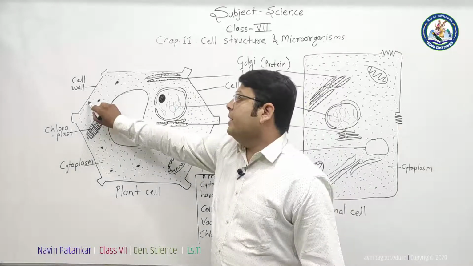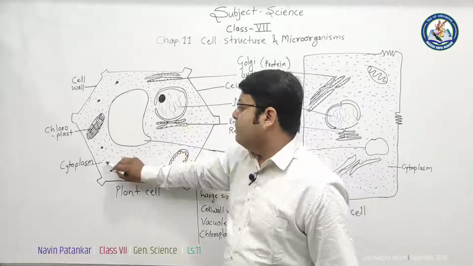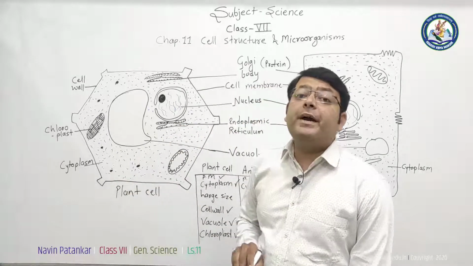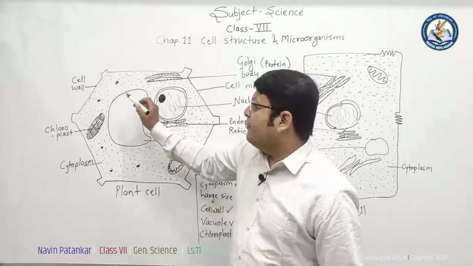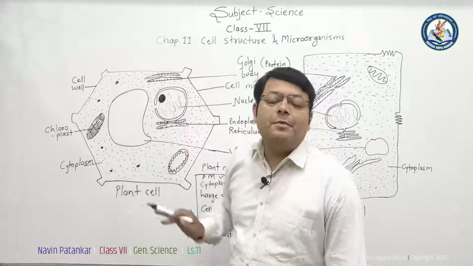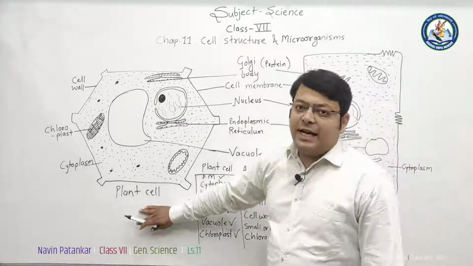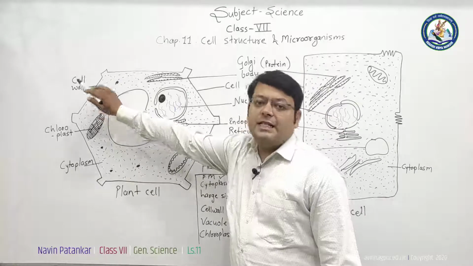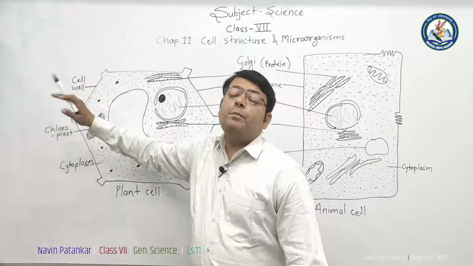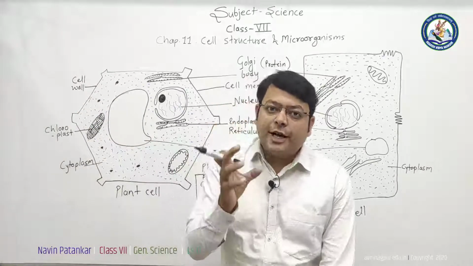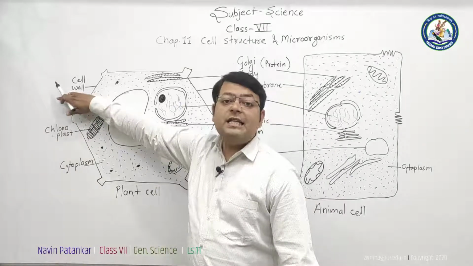In between the plasma membrane and the nucleus, there is cytoplasm embedded in the cell, and in the cytoplasm different cell organelles are present. So in the plant cell, the cell wall is present, and the cell membrane is present. What is the function of the cell wall? To provide the proper shape, rigidity and outermost covering to the cell.